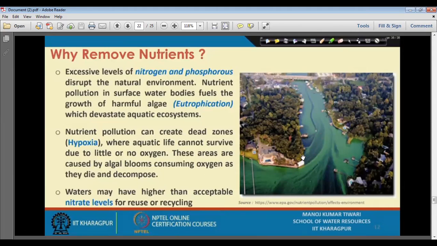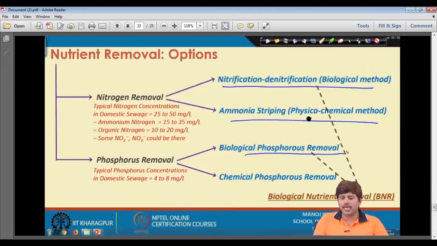So sunlight and all will get affected, right? The fishes will die actually if you see green like this. So that is the purpose why you have to remove nitrogen. Okay, so next topic is there. One more topic is there where you have to remove phosphorus.